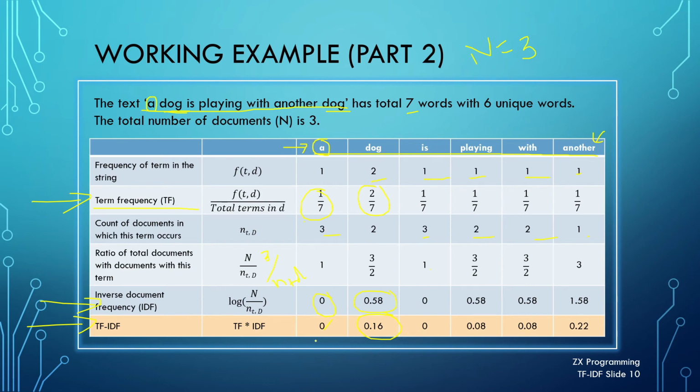As you can see, we have got the relative importance for each word in this document with respect to all other documents. As you can see, the very common words such as a and is have a TF-IDF value of 0. This means that they are very less significant because they appear in all the documents. Important words such as dog, playing, with, and another, they have non-zero values. This means they have some relative importance. So this is how we calculate the TF-IDF value. We have calculated TF-IDF value for only one of the text data, but a similar approach can be used for other data points as well.